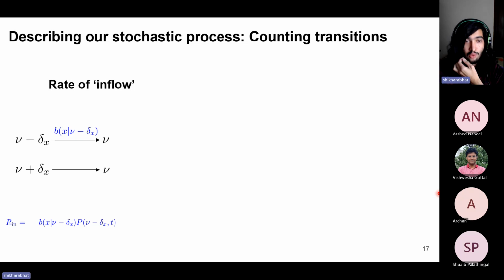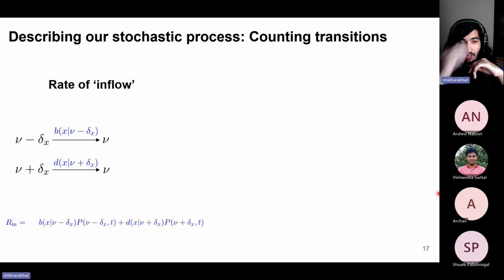You can also enter nu through deaths. If I have a population of the form nu plus delta x and one individual at the point x dies, I will enter my state nu again. And this happens at rate d of x in the population nu plus delta x, because this is the death rate. Once again, our rate of inflow is therefore d of x given nu plus delta x times the probability of finding such a population, which is nu plus delta x at time t.